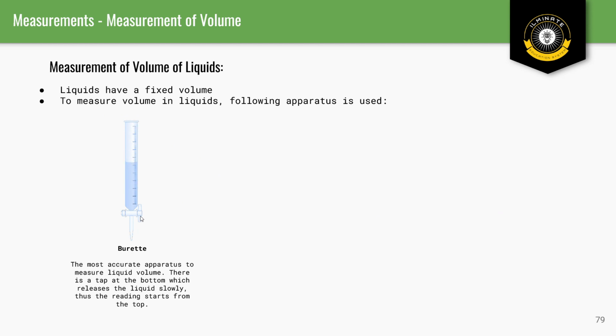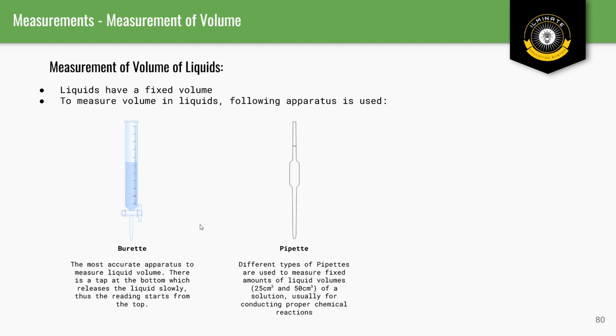And next, coming to the pipette, there are different types of pipettes, and they are used to measure fixed amounts of liquid volumes, such as 25 centimeters cubed or 50 centimeters cubed of a solution, usually for conducting proper chemical reactions. Basically, for a pipette, you use a little pipette bulb. It's an instrument you put above the pipette, and it measures fixed amounts of volume.